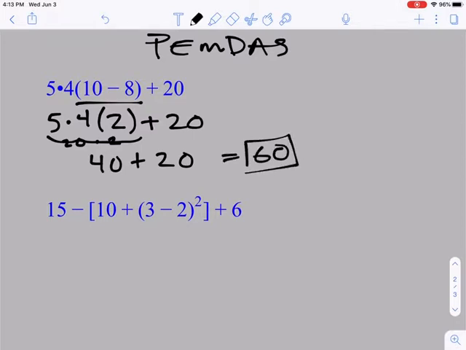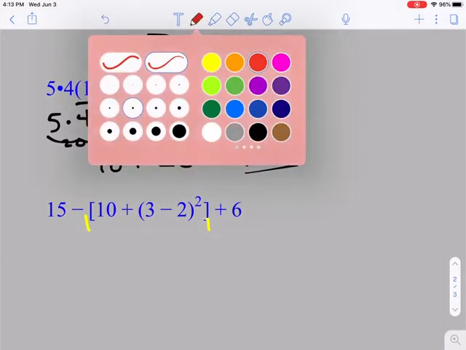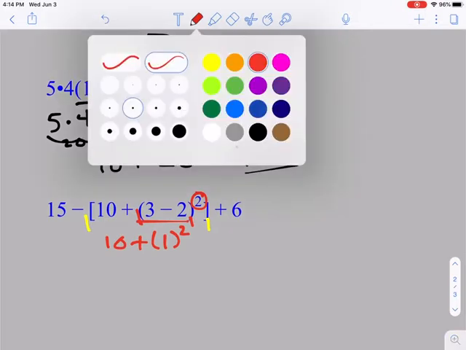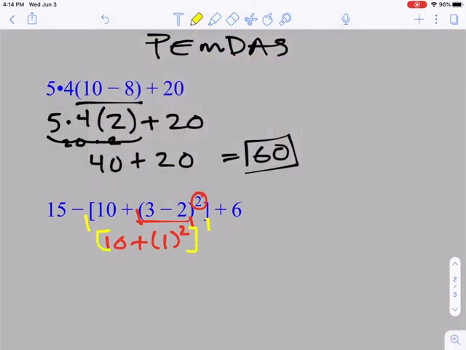Okay, let's look at the next one. Let's go to the innermost parentheses, right? We've got these right here. Let's change my color here for a second. We've got these right here, and then you've got one set that's inside those, and that's these. So let's do what's in the red first. So 3 minus 2, right? So we're doing the operation that's inside the parentheses. Don't worry about that exponent just yet. So 3 minus 2 is 1, right? And then that gives us 10 plus 1 squared, right? And then we have our yellow parentheses and everything else going on.